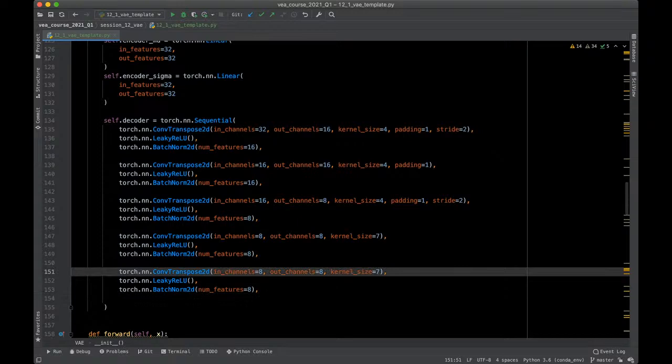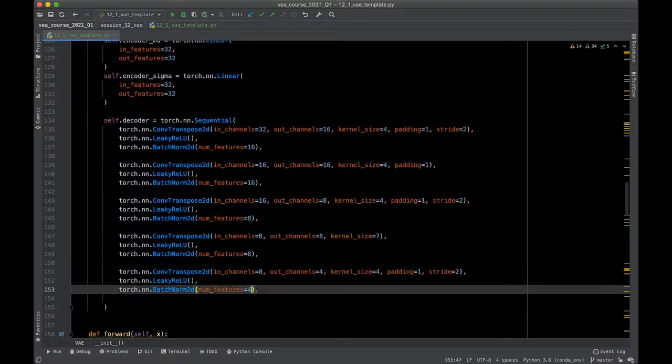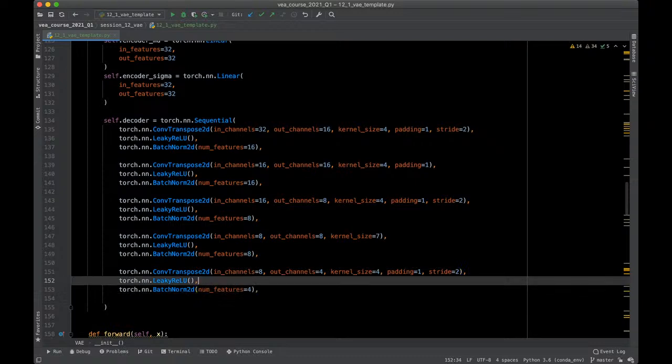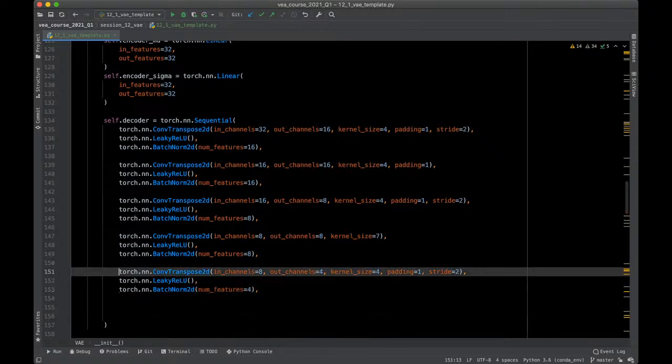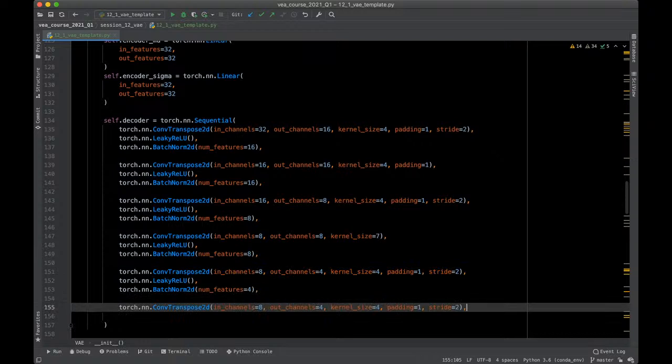So 8 to 4, kernel size 4, padding 1, stride 2, num features 4, then another convolution. Whoa, this was not a good one. Convolution, and the last one should be then from 4 to 1, the kernel size of 5, and there will be also a sigmoid there at the end.